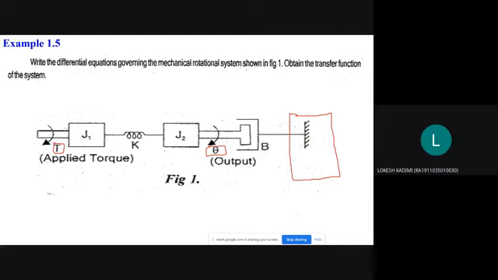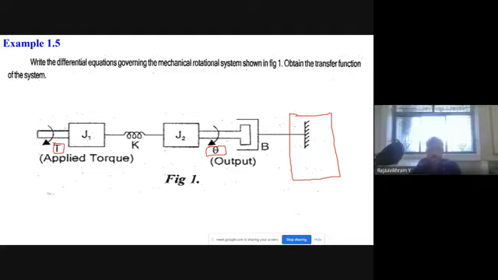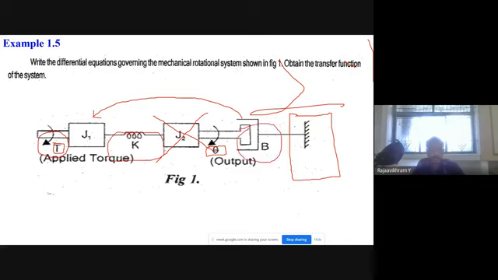Okay, sir. So then we will draw the free body diagram for B also. Yes, while drawing the free body diagram you have to consider B also in J1, if J2 is absent. If there is no J2, what will happen? J2 is not there. Immediately B will act on J1. So while drawing the free body diagram for J1, you have to consider the T, the K, and the B term. Your doubt is clear?